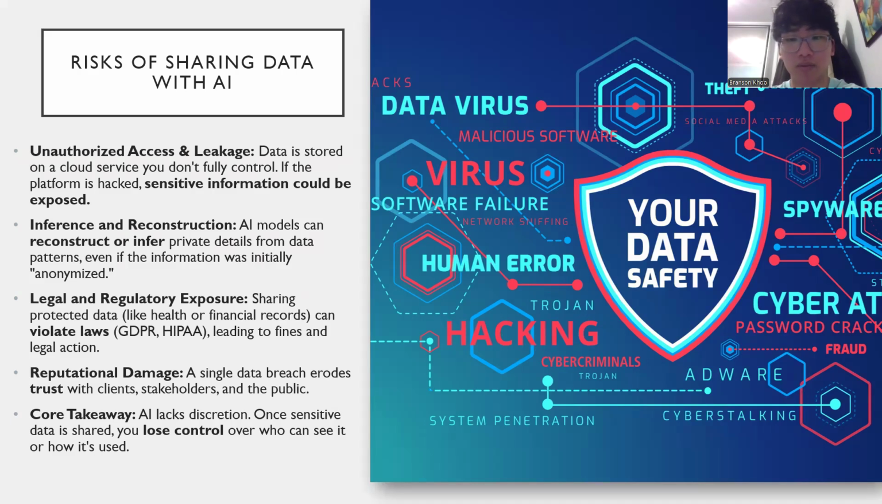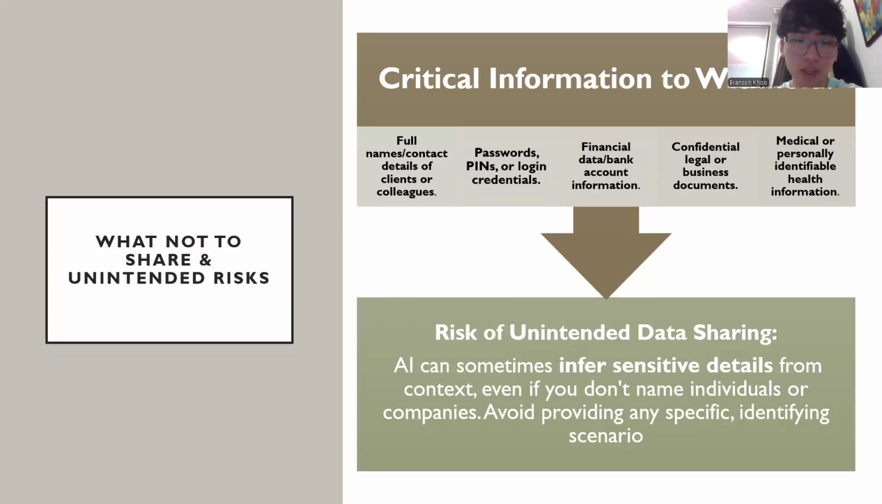AI models can sometimes infer or reconstruct private details from patterns in the data, even if it's anonymized. Sharing protected data like health records, financial information, or personal identifiers can violate privacy laws like GDPR or HIPAA, and a single data breach can erode trust with clients, colleagues, and stakeholders. So, in short, AI doesn't have discretion or judgment. Once sensitive data is shared, you lose control over who can see it or how it's used, which is why caution is essential.